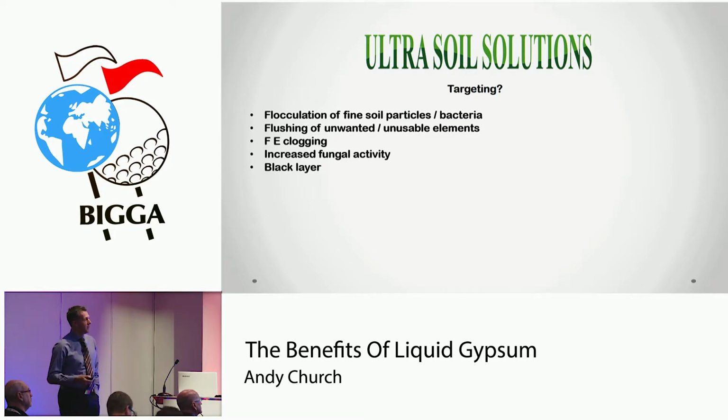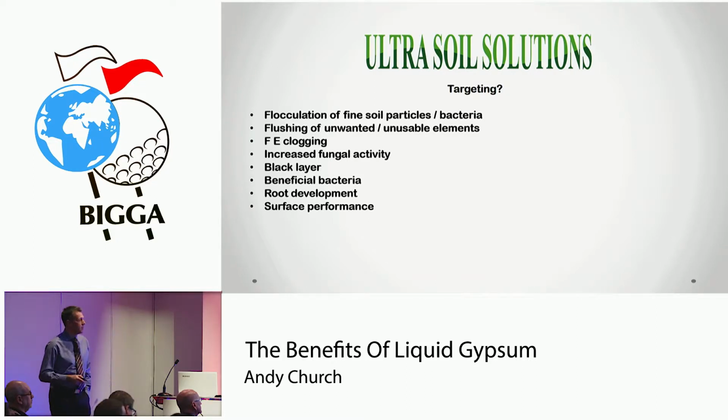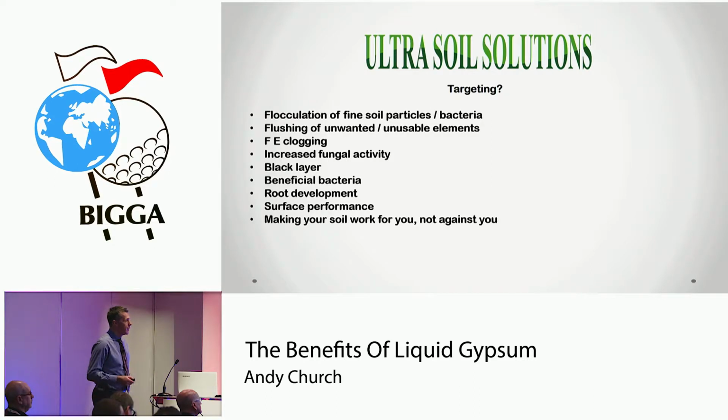Black layer. I don't think there are many greens that we get involved in that haven't got black layer forming in one way, shape or form. The anaerobic layer, lack of oxygen in the soil where it starts to lie wet and becomes quite smelly, and it will inhibit root growth. We're looking to promote beneficial bacteria and increase root development. Ultimately, all of the above leading to better surface performance. We're basically trying to make your soil work for you, not against you.